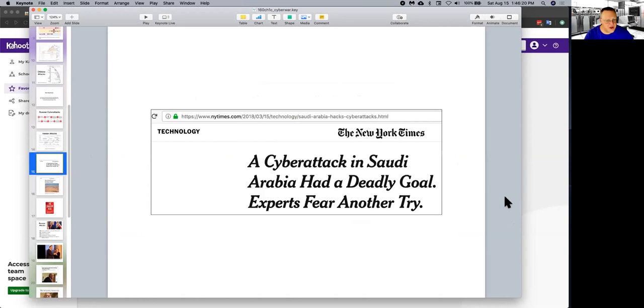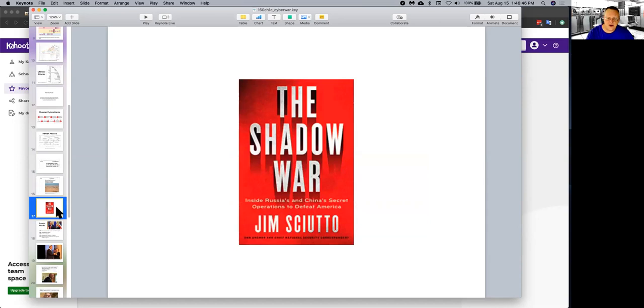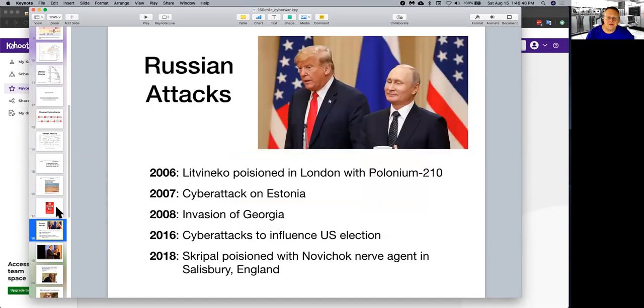This one was in 2018. And what they did was the Russians attacked their petroleum processing plants, and they tried to turn off the security measures and cause that plant to have some kind of disaster, which would have killed people, and they were detected and it was stopped. So it was coordinated from a Russian institute, and this is an attack against Aramco, the richest company in the world or close to it. So, stuff from the shadow wars.